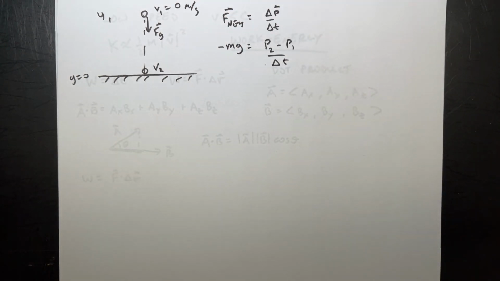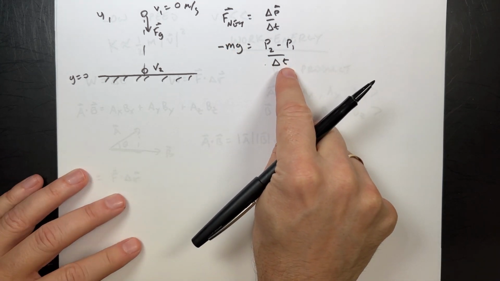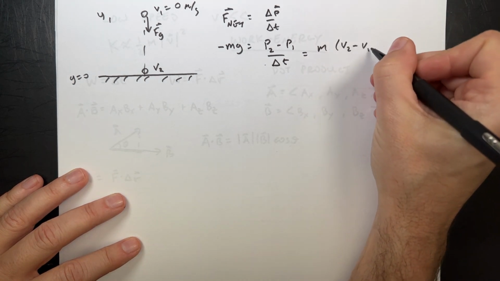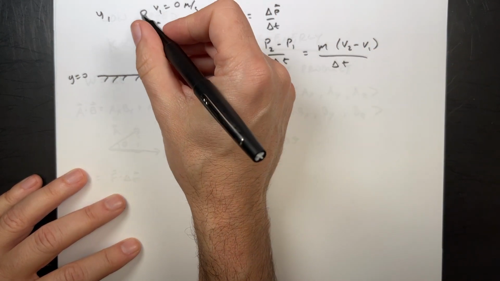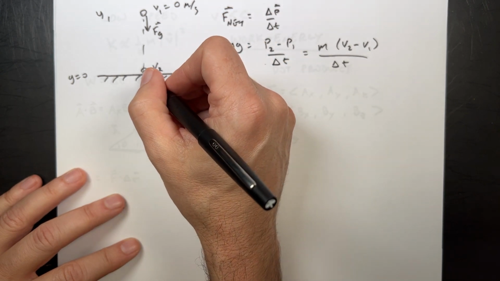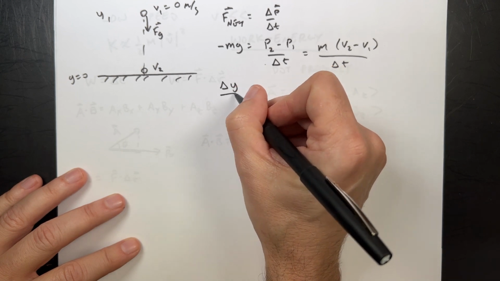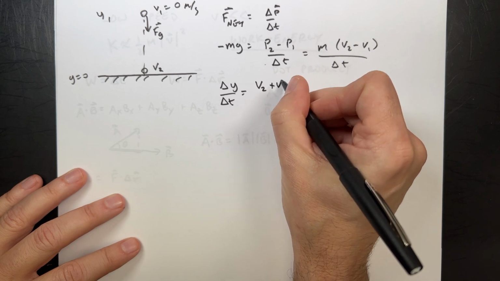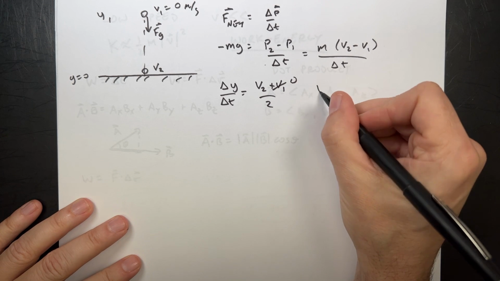The problem is that I don't actually know the time it takes, and this depends on the time. So let's write this as m times (v2 minus v1), those are scalar values, over delta t. And let's say that if I know v1 is 0 and v2 I don't know, I can say delta y over delta t, that's the average velocity, is going to be (v2 plus v1) over 2. And v1 is 0.